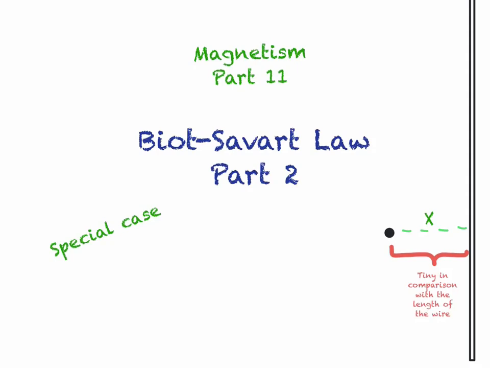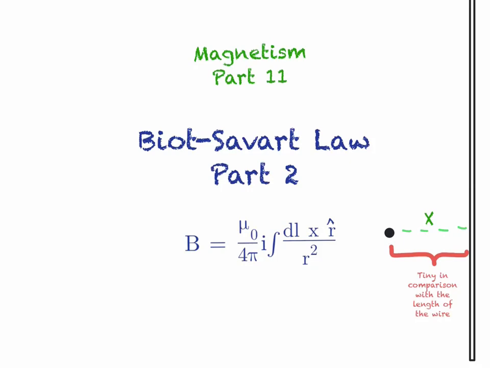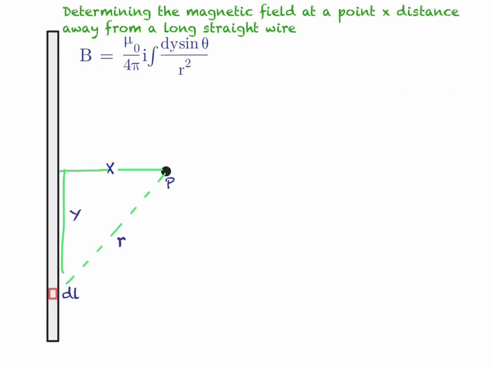Now we're going to be using the Biot-Savart law and then learning how to manipulate it using calculus to solve for the magnetic field. So let's get into it. Alright, so what we see here is point P, and that's a point where we're trying to figure out the value of the magnetic field.